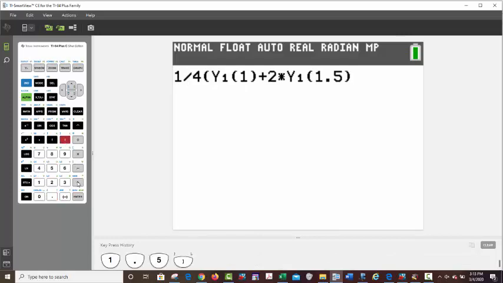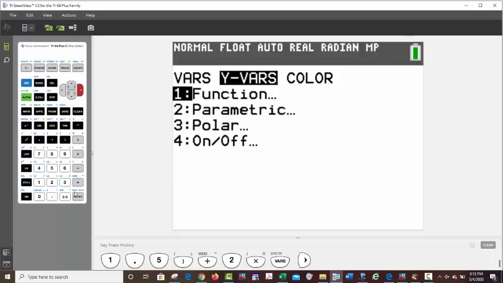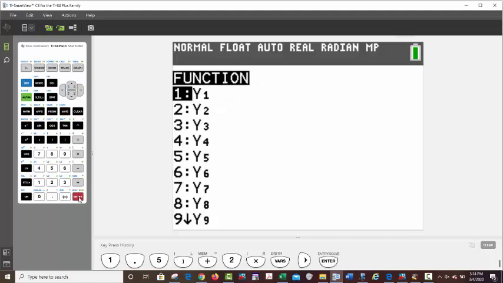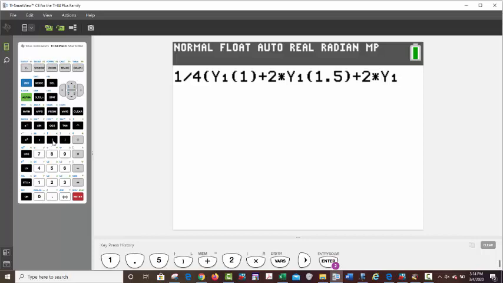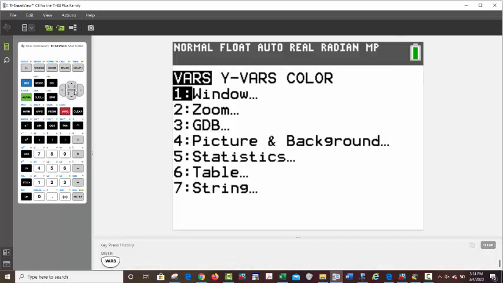Close that off. 2 times VARS, y VARS, function, 2. Oh, okay, no, I thought I didn't put the 2 in front of it, but I did. Never mind. Thought I made a mistake, but I didn't. 2 times VARS, y VARS. Okay.